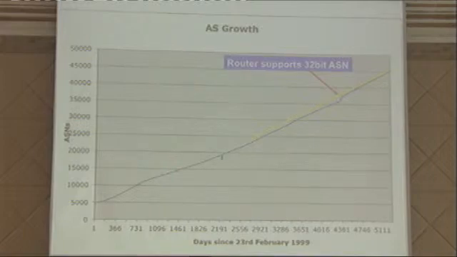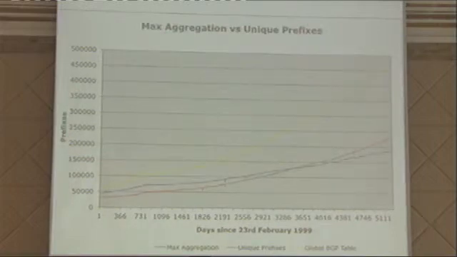And then it was like, oh, all these AS 2, 3, 4, 5, 6s, which are the transition AS, suddenly became real AS numbers. So we had a little step there.